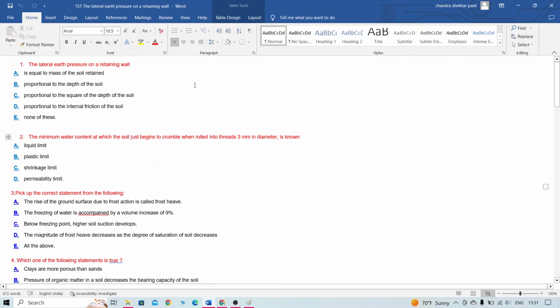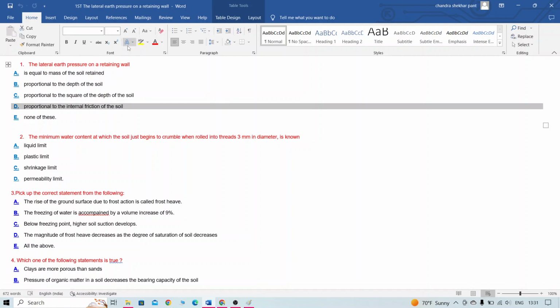So here we have the first question: the lateral earth pressure on a retaining wall is equal to the mass of the soil retained, proportional to the depth of soil, proportional to square, proportional to internal friction of soil, none of these. The right answer of this one is that it is proportional to the internal friction of the soil.